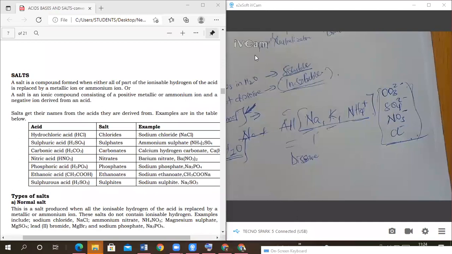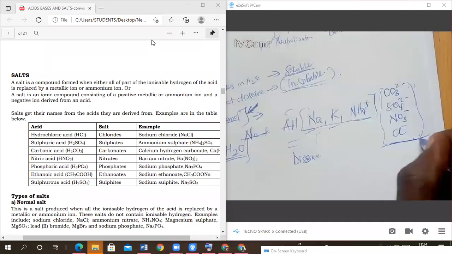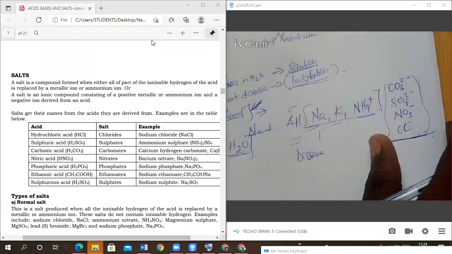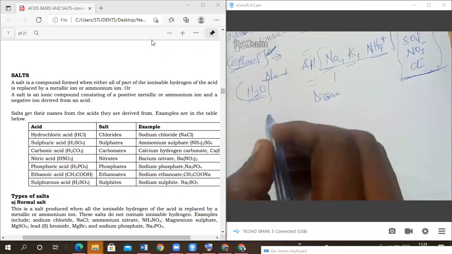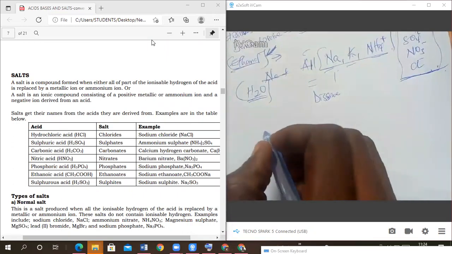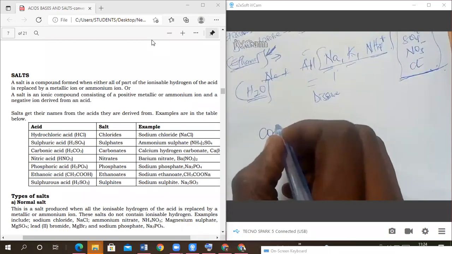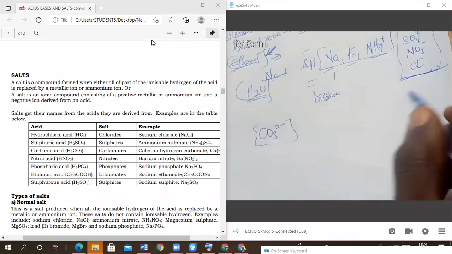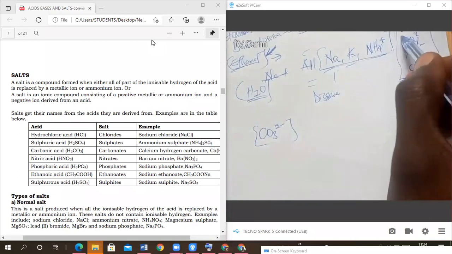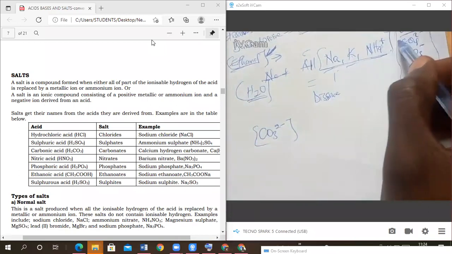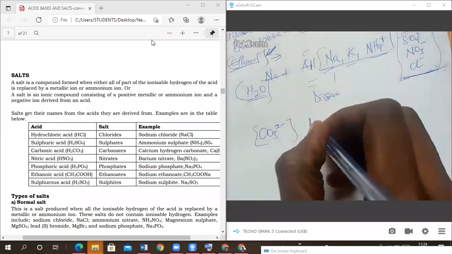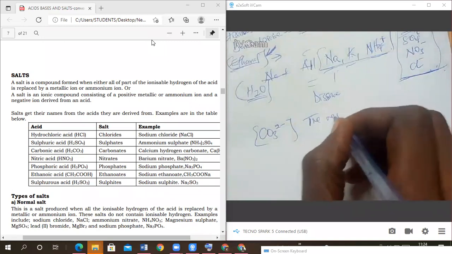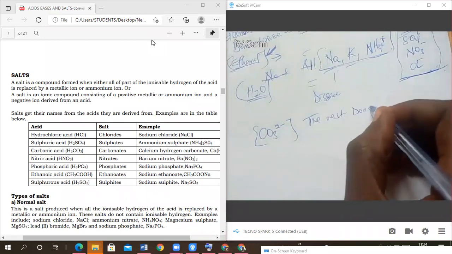Okay. So all these salts are considered soluble. Now, if you look at carbonates in particular, they say it is only these that are soluble among the carbonates. 1, 2, 3 are the ones that are soluble. The rest do not dissolve.